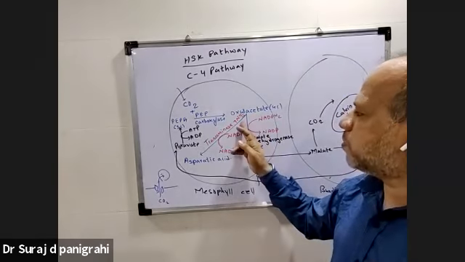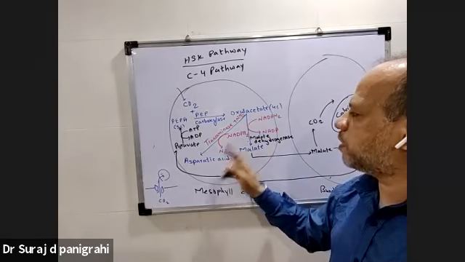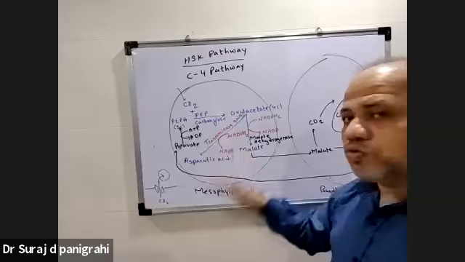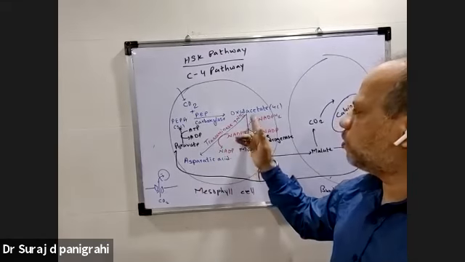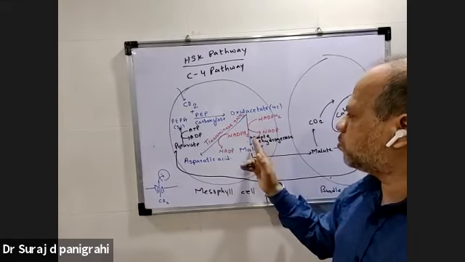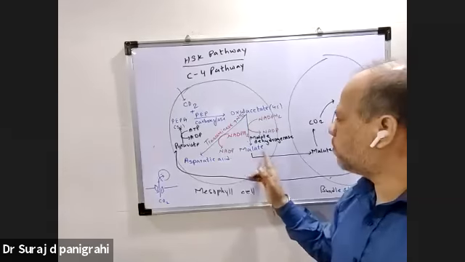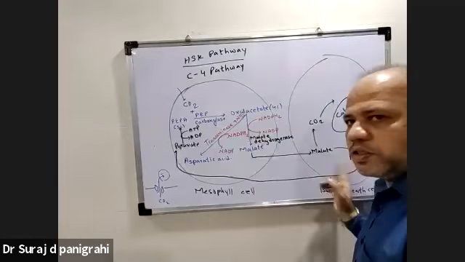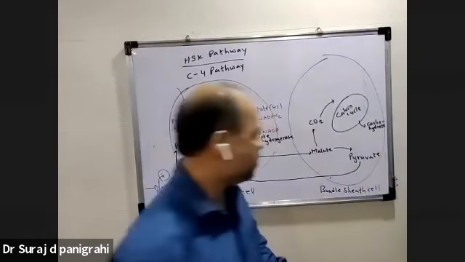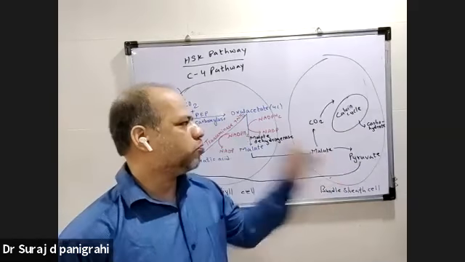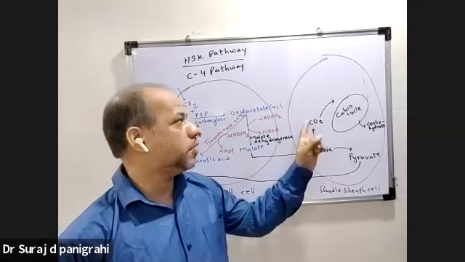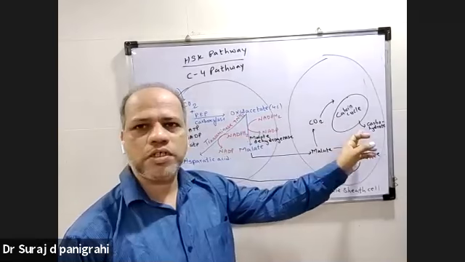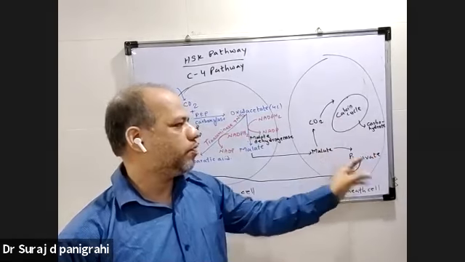Oxaloacetate will either use ammonia and transaminase in presence of NADPH to form aspartic acid, which is the stored form, or it may use NADPH in presence of malate dehydrogenase enzyme to form malate. Malate will move into the bundle sheath cell. Where did it go? Into the bundle sheath cell. Malate has two possibilities. It will give carbon dioxide to the Calvin cycle to produce carbohydrate, that is your sugar. And it will form pyruvic acid.